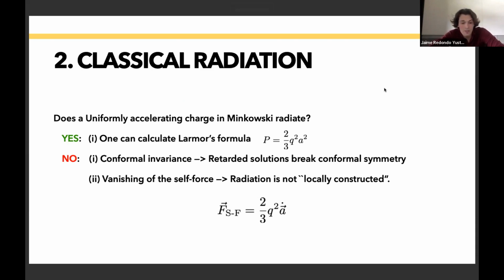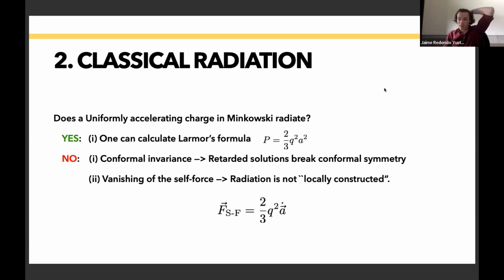However, early on in the literature, there were some arguments against this. And just to mention a few of them, one can see that, for example, Maxwell's equations are conformally invariant, and we can take a uniformly accelerating charge to a static charge, to a stationary charge, by a conformal transformation. Therefore, their fields should also be related by a conformal transformation, and then radiation would not be present.